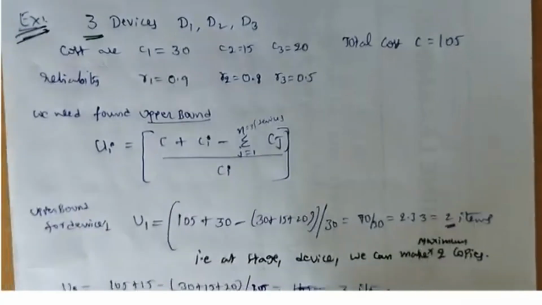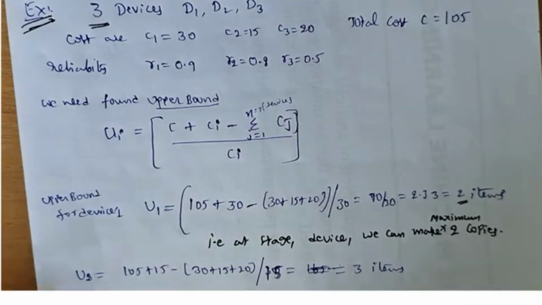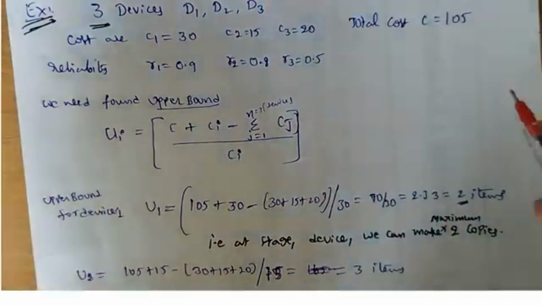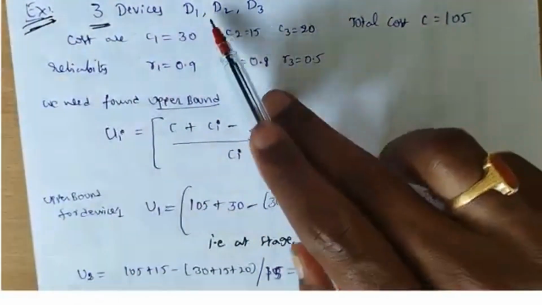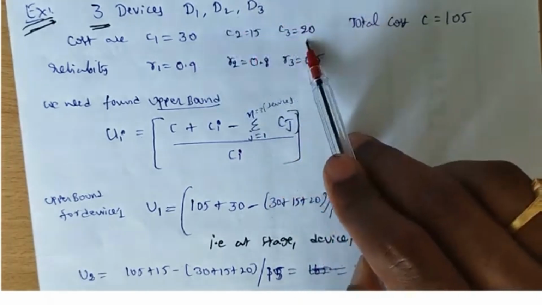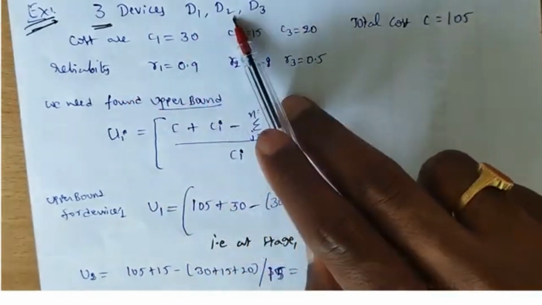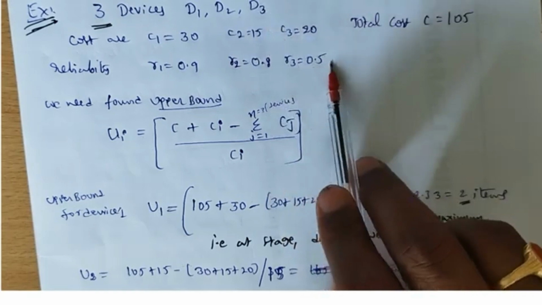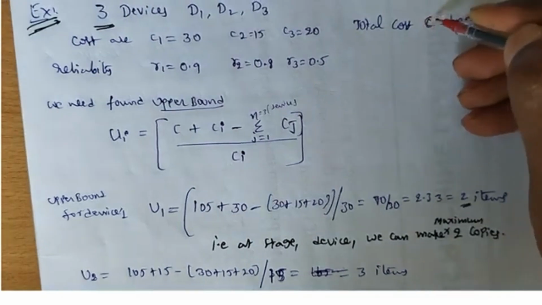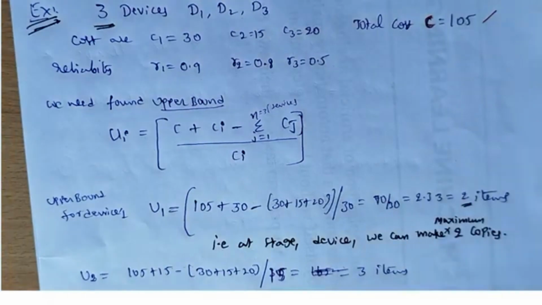Next, let us take one example. Here we have three devices D1, D2, D3. The first device cost is 30, the second device cost is 15, and the third device cost is 20. The reliability of the first device is R1 equals 0.9, the second is 0.8, and the third is 0.5. The total capacity of the cost, C, is 105.